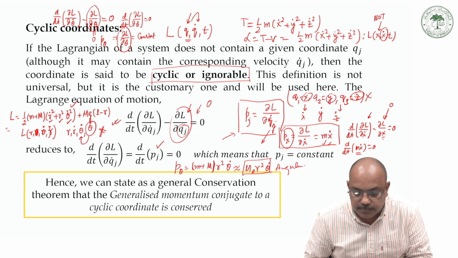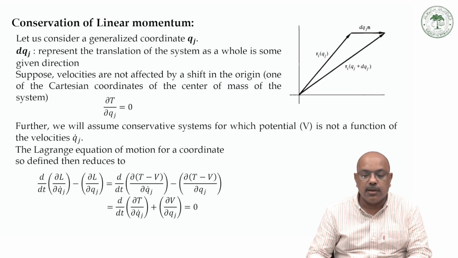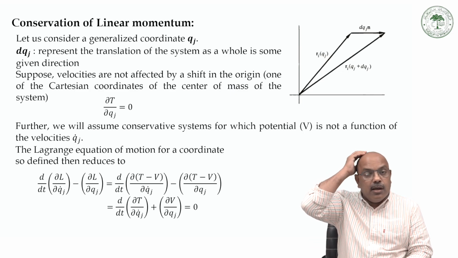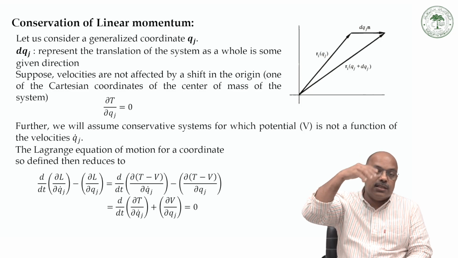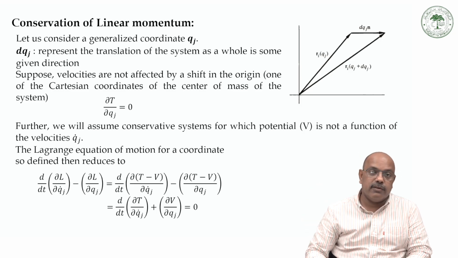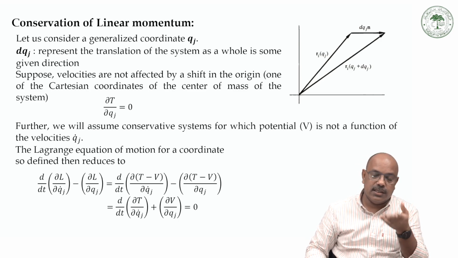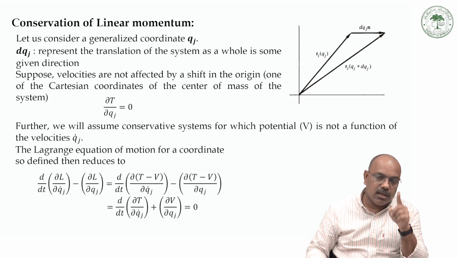So now let's move further for the conserved quantities, that is linear momentum conservation and angular momentum conservation. This is based on the fact that the Lagrangian is independent of the generalized coordinate. Two things are there: the Lagrangian has some cyclic coordinates, and your potential is independent of the generalized velocity.